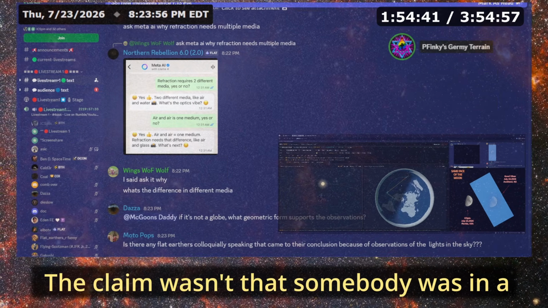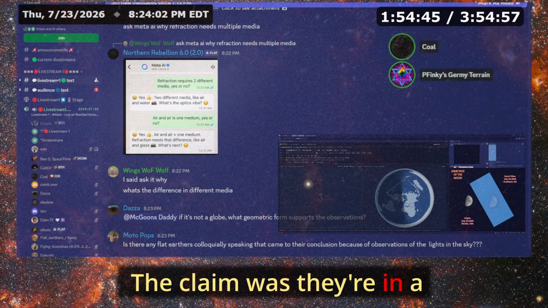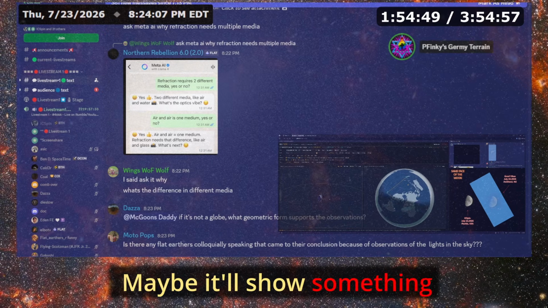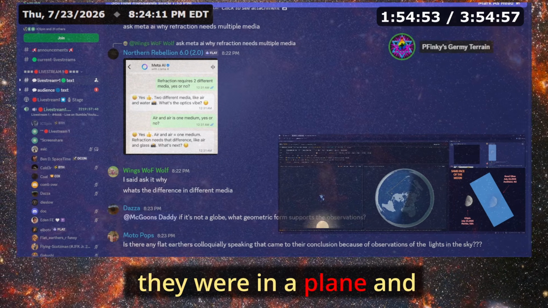The claim wasn't that somebody was in a plane and then they looked at the Earth. The claim was they're in a plane and they looked at the sun. Now, I don't know what the image is. Maybe it'll show something different when it shows up. But you somehow have changed it to be they were in a plane and they looked at the Earth.